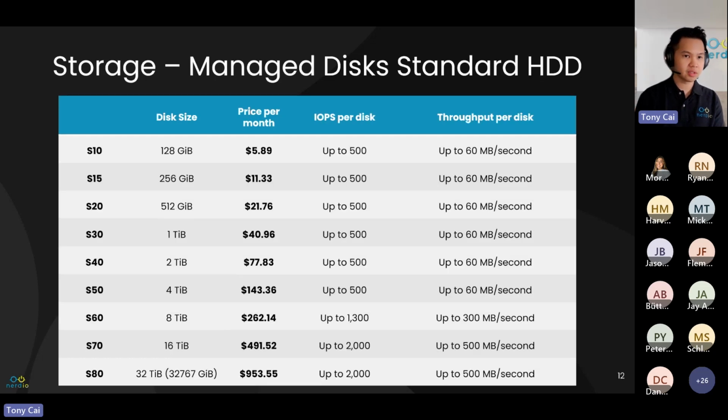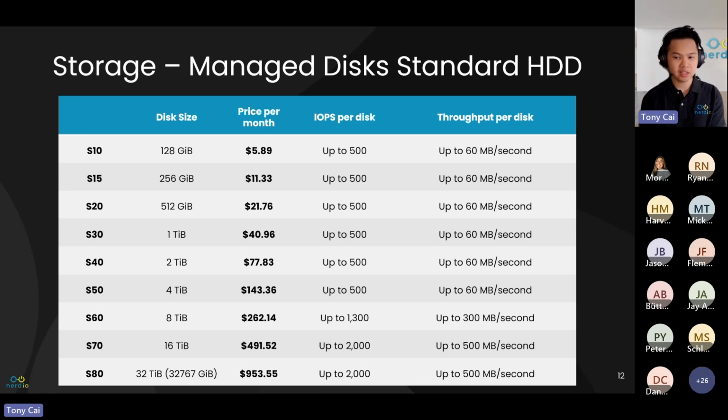Right, and the third type of disk we see a lot is the standard HDD type. So remember, behind the scenes, they're all SSDs. Right? These are just software limits that Microsoft imposes, and they're priced accordingly. So these are pretty much 500 IOPS all the way to 8 terabytes, right? And a lot of times people use standard HDDs for archive data.